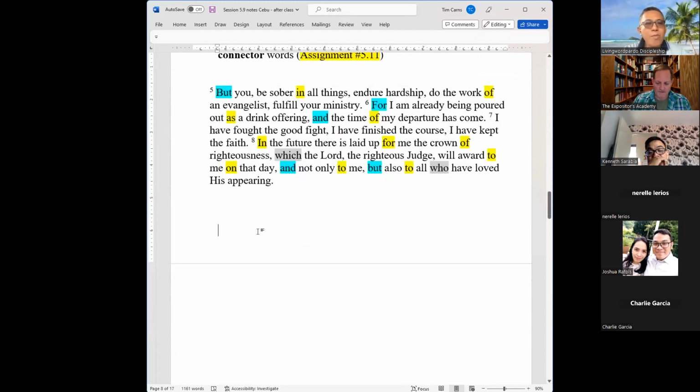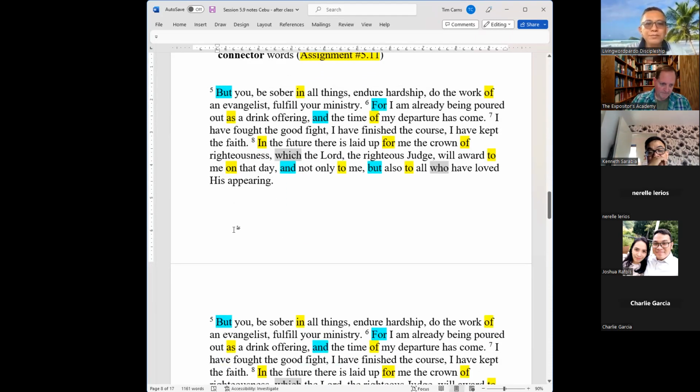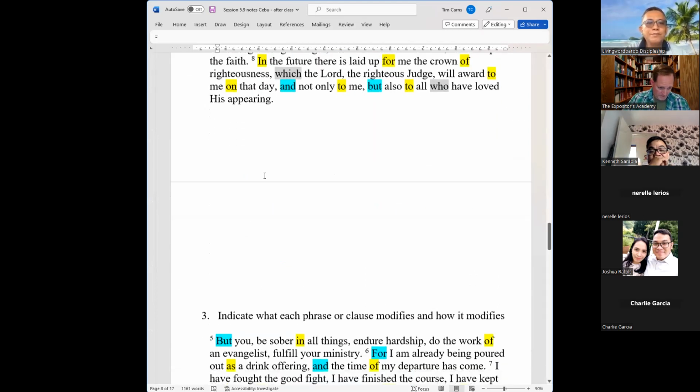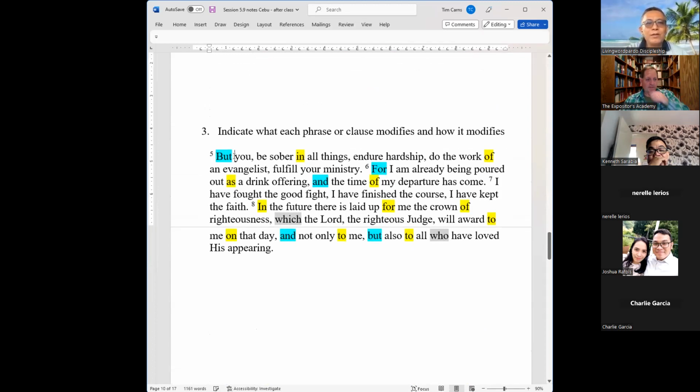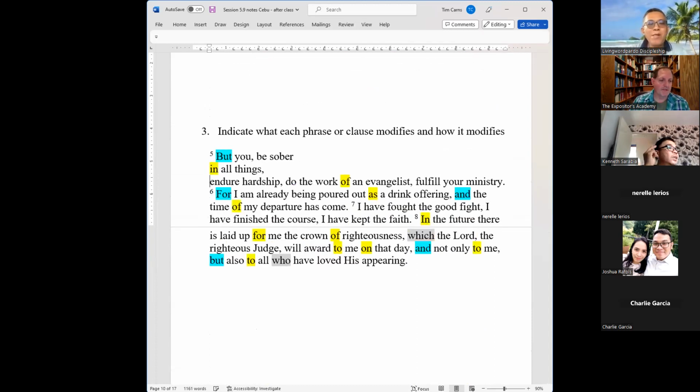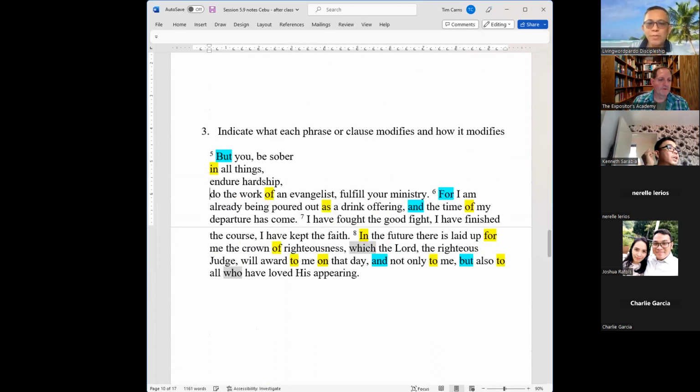All right. Now the fun step, where we figure out what each phrase or clause modifies. So let's break out each of the connector words. Now, what I'm going to do here, notice we have these commas, and sometimes the punctuation can help us. And in this case, I think it does. This should be separated. Endure hardship, do the work.